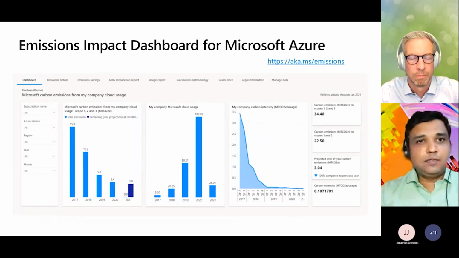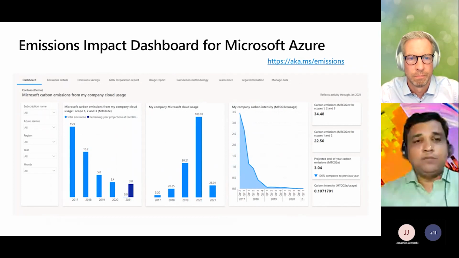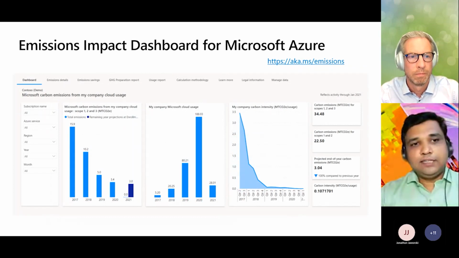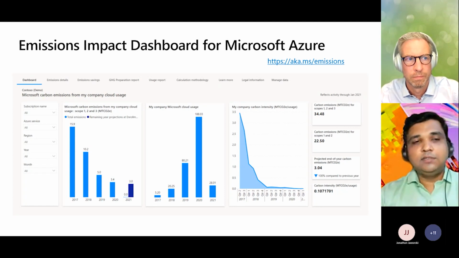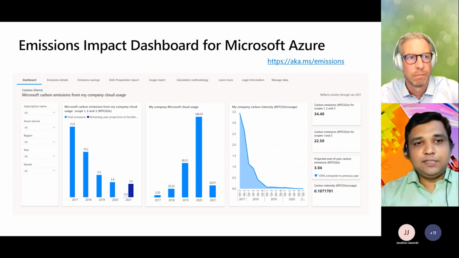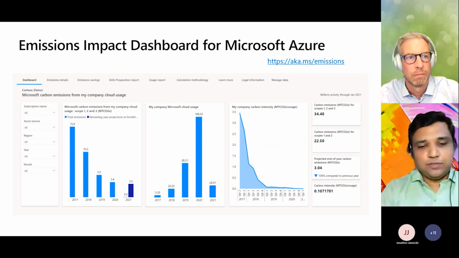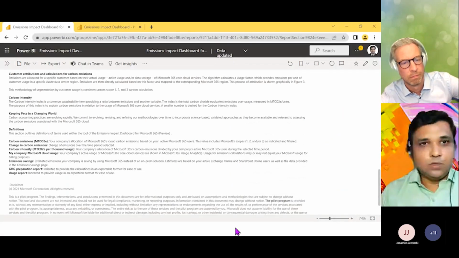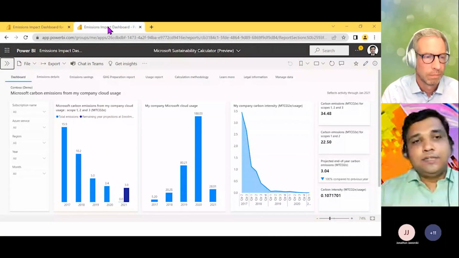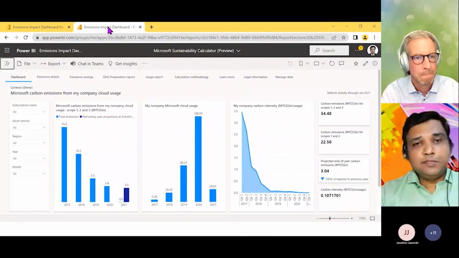Similarly, we have another emission impact dashboard available for Microsoft Azure. Again, the main dashboard here focuses on showcasing overall emissions as well as usage over time, as well as carbon intensity, which is a metric for carbon efficiency specific to cloud usage. So again, let us go into the dashboard itself and explore it more. This is the dashboard that we have set up for calculating the emissions caused by Microsoft Azure.